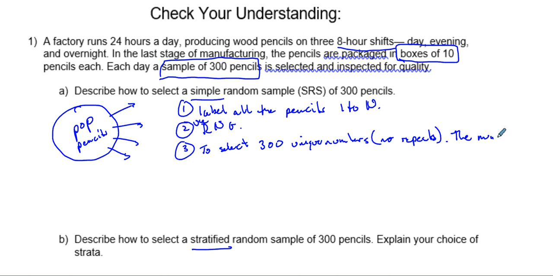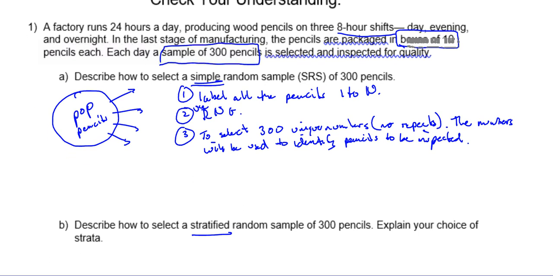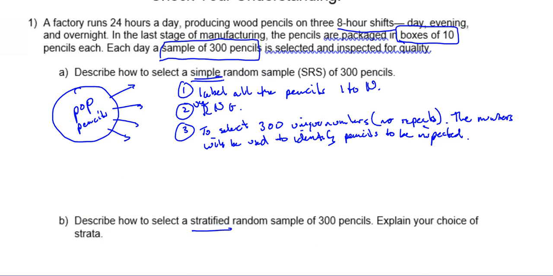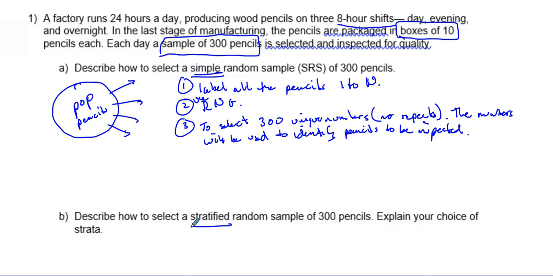These numbers will be used to identify pencils to be inspected. And that's what we do. That would be a simple random sample. Every pencil has an opportunity to be selected at the same chance, and we would inspect all of those. That would be a hefty task, but that's what we would do if we want to do a simple random sample. Another one would be a strata sample.